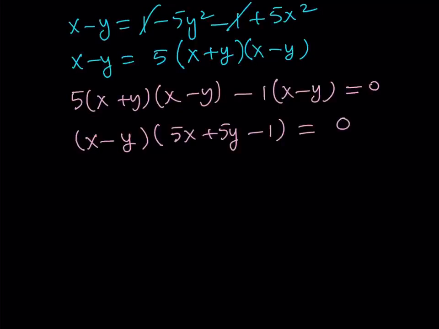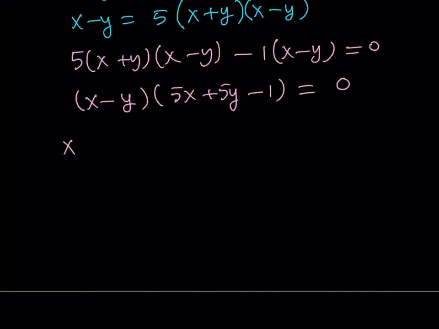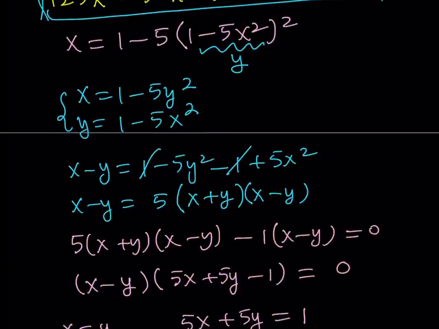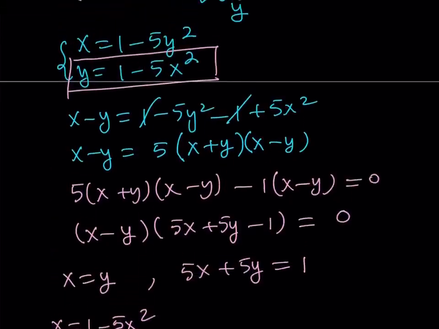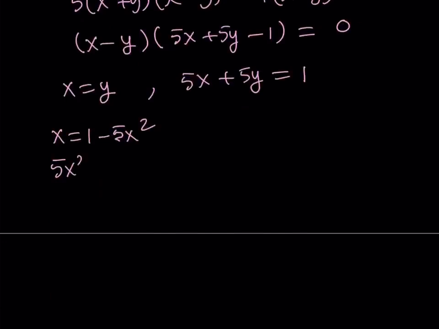Great. From here we get two solutions. One of them says x = y or y = x. The other one says 5x + 5y = 1. So we're going to be looking at both of these equations, but remember that y is something we invented, right? It wasn't in the original problem. So now we're going to back substitute. Replace y with 1 - 5x². So here, if you replace y with 1 - 5x², you get a quadratic equation. And this can be written as 5x² + x - 1 = 0.